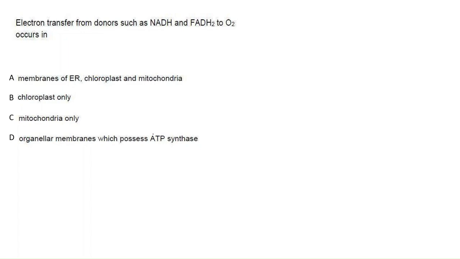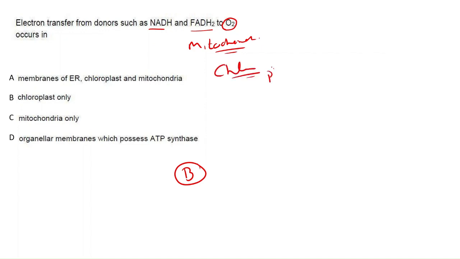So the first question is from part B. The question states that electron transfer from donors such as NADH and FADH2 to oxygen, where does the electron transfer occur, in the mitochondria in animals and chloroplast in plants? Okay, this is the electron transport chain.